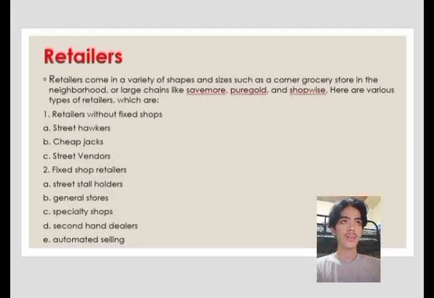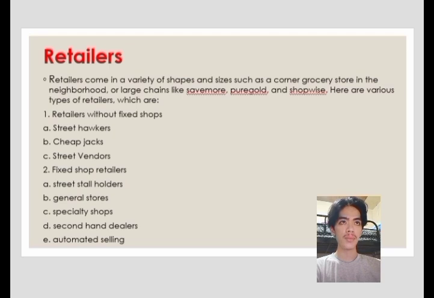Here are various types of retailers, which are: first, retailers without fixed shops. These are retailers who do not have a fixed place to do business, so they move around to sell their products. Here are several types of these retailers. First, we have street hawkers. These are those vendors who hold their products in cycles, tricycles, or handcarts. They travel from one place to another in selling their products.